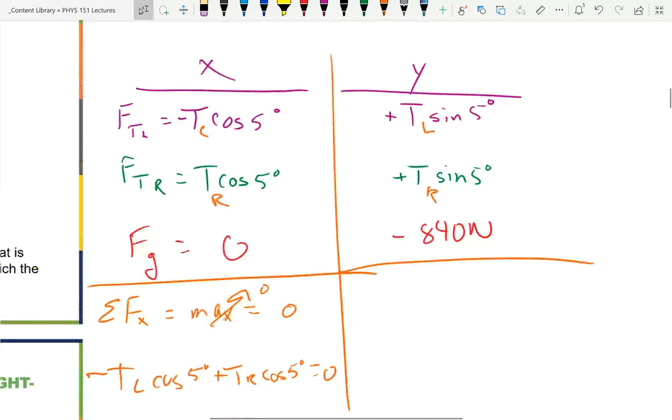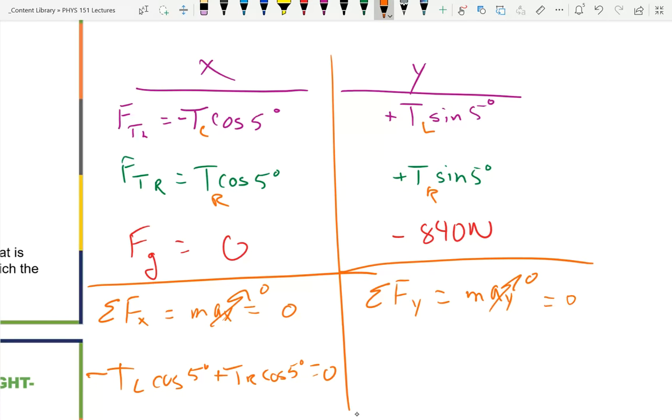Now going to the y direction, sum of the forces in the y direction equals mass times acceleration in the y direction. What's its acceleration in the y direction? That's what it would be if it was in free fall. It's stationary, right? And so how much is this velocity changing if it's stationary? 0. So the acceleration is 0 again.